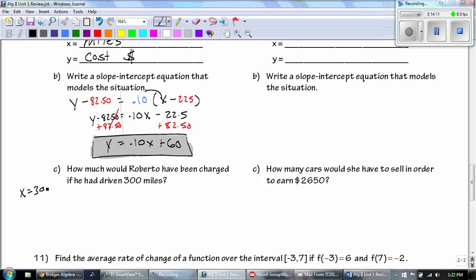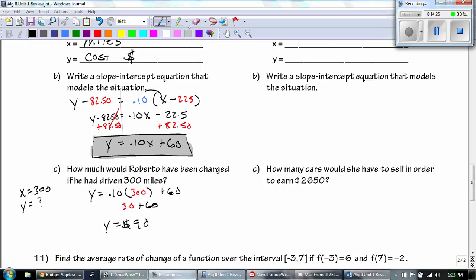And how much would Roberto have been charged if he drove 300 miles? Well, that's my x. So that means I'm trying to find my y. So go ahead and pause the video and do that on your own. Good luck. Okay, you should have gotten your final answer of $90.